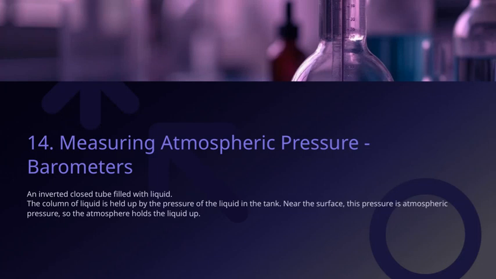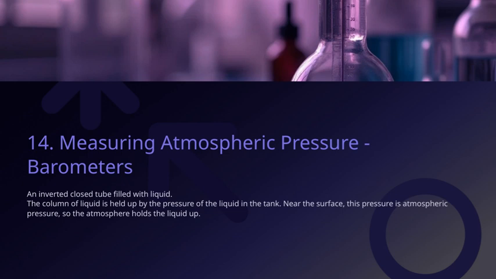Now, let's look at this diagram of an inverted closed tube filled with liquid. You can see that the column of liquid is being held up by the pressure of the liquid in the tank. Near the surface of the liquid, the pressure is atmospheric pressure. This means that the atmosphere is actually supporting the liquid, holding it up against gravity. This principle is fundamental to how barometers work, which we'll explore next. Understanding this setup helps us grasp how atmospheric pressure can be measured and why it matters in weather predictions and other applications.